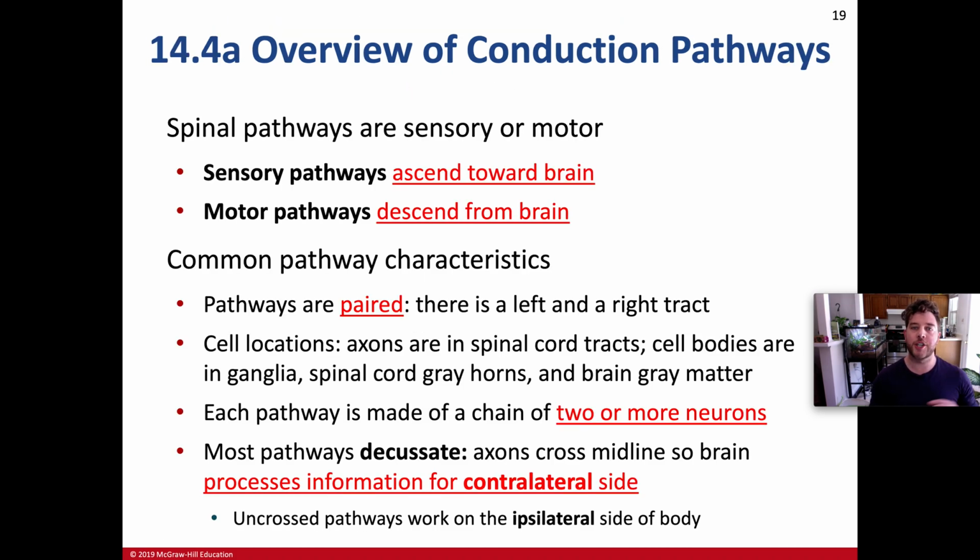Okay, conduction pathways, so actually moving signals through the spinal cord. There are sensory pathways that ascend toward the brain and motor pathways that descend from the brain: ascending and descending tracts. They have common characteristics. The pathways are always paired, so there will always be a left tract and a right tract.